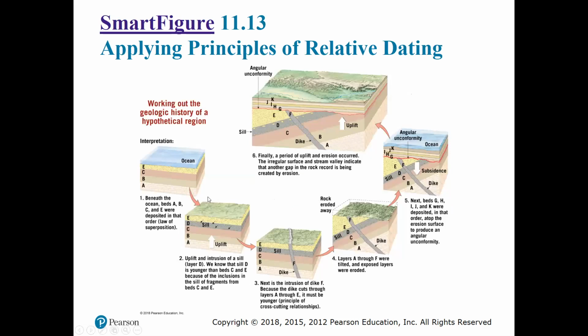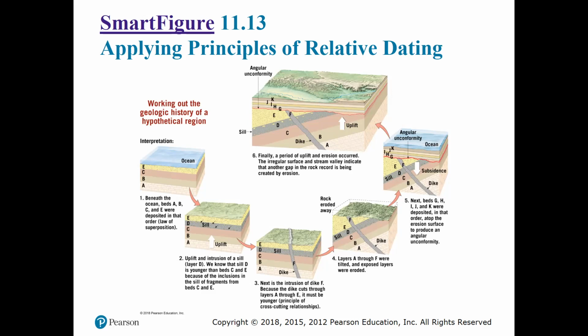So now we understand what the types of unconformities are. We look at our five principles of relative dating: our principle of superposition, original horizontality, lateral continuity, inclusions, and cross-cutting relationships. So we look at those five principles, we look at our unconformities, and we can determine relative dating. We can look at and determine which event happened first, so which is the oldest event, all the way up to which is the youngest event.